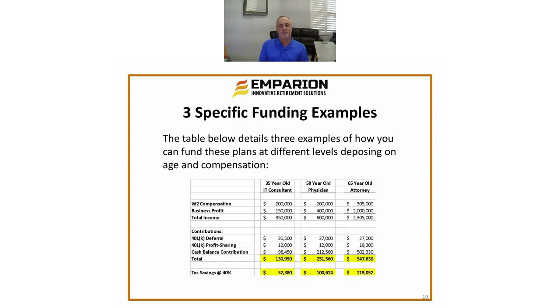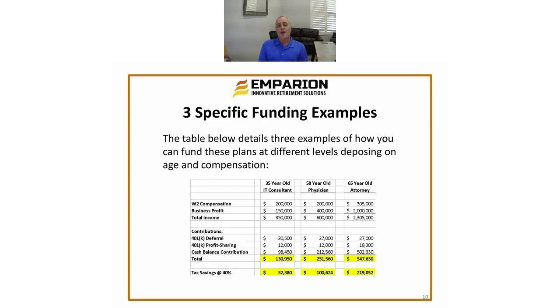W-2 of 305, which is the maximum that we can use. And in this scenario with the $200,000 profit, we often get attorneys that might be involved in certain types of litigation settlements where they might make $200,000, $300,000, $400,000. All of a sudden they get a year where they make $2 million. So therefore we do what we call front load a plan or get in prior service.